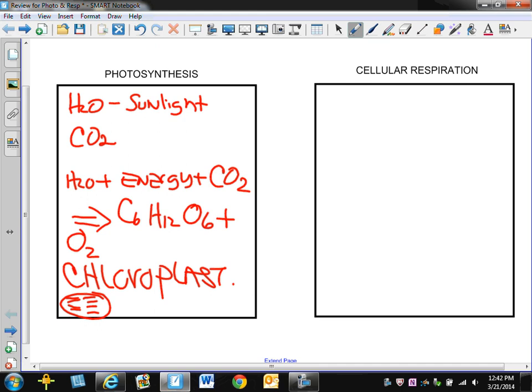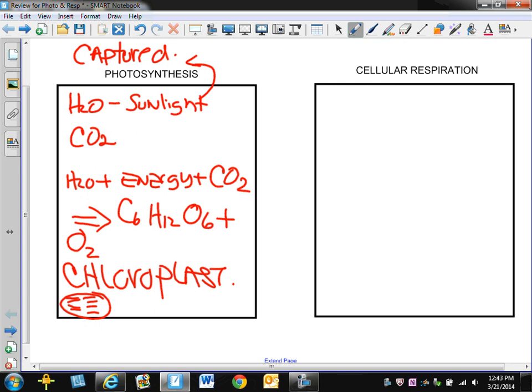Is there anything you can tell me about photosynthesis? Talk to me about the energy. Where does the energy come from? It comes from sunlight. But does it care about the heat from the sun? No. What does it care about? The light. Okay. And we say that the sunlight is captured. The only reason we need to tell you that it's captured is because in cellular respiration it's something different.